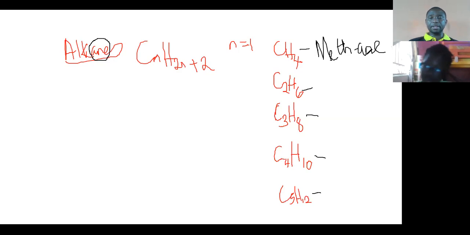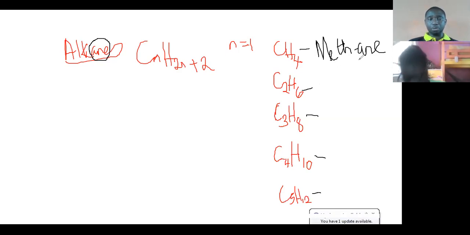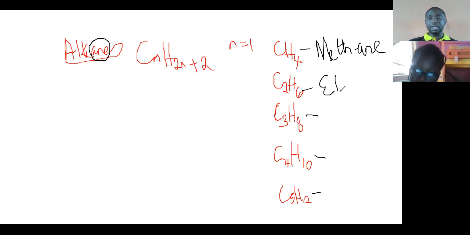ANE, methane. Actually, the dash is not meant to be there. I'm just using that for you. You just write it as one word. Now, the next one, C2H6, is actually ethane. The next one is propane.